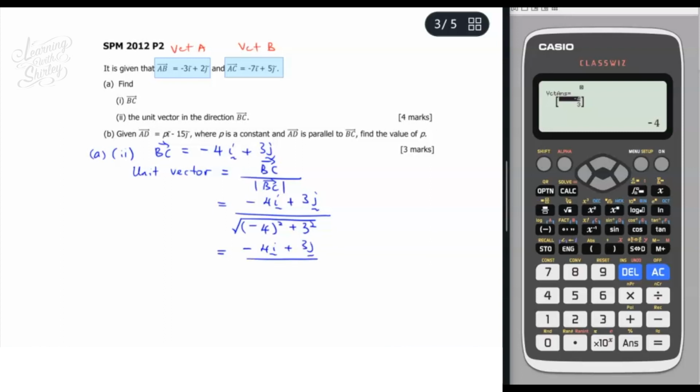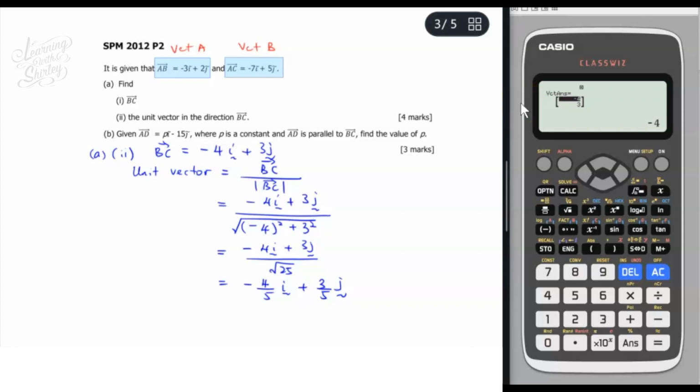So the bottom will be 16 plus 9 is 25. Okay, so 25, which is equals to 5. So which means that the answer is negative 4 over 5I, then plus 3 over 5J. Okay, so this is the answer for unit vector in the direction of BC.